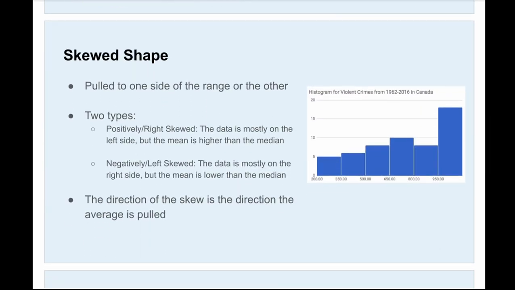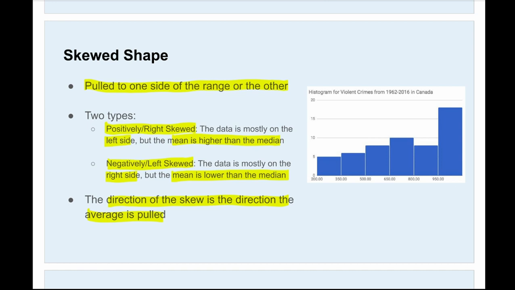And lastly, we have our skewed shape. So for a histogram, a skewed shape is when it is pulled to one side of the range or the other. And there's two types of skewed shapes. There's the positively or right skewed, which means that the data is mostly on the left side, but the mean is higher than the median. And negatively skewed, the data is mostly on the right side, but the mean is lower than the median. And to tell the direction of the skew, it's usually in the direction the average is pulled.